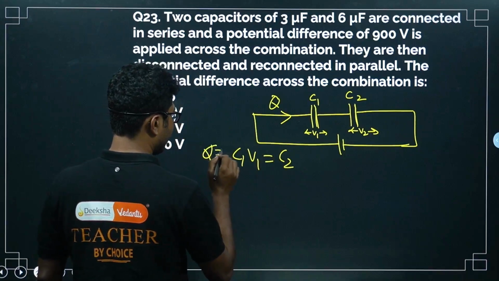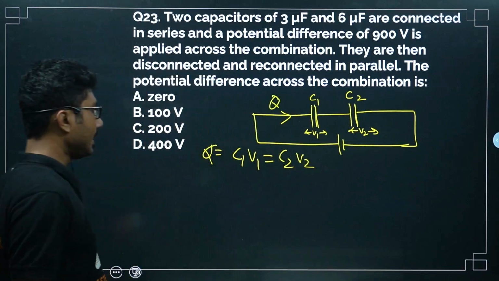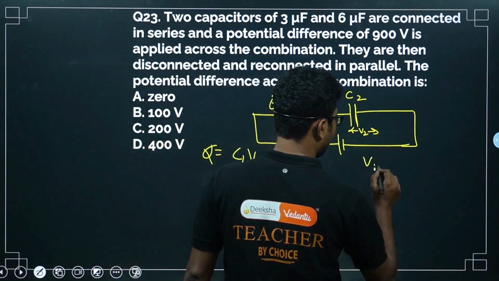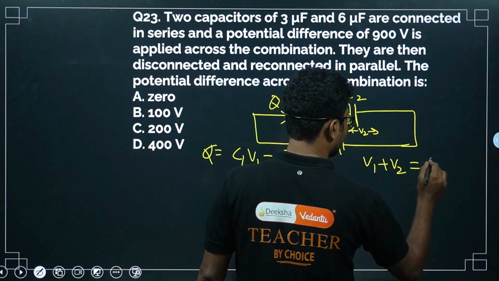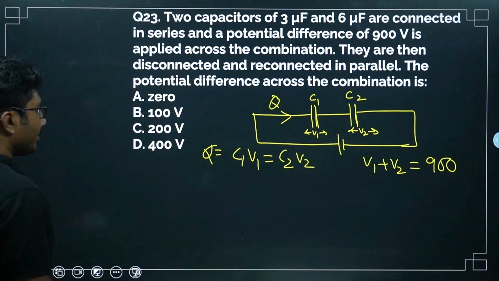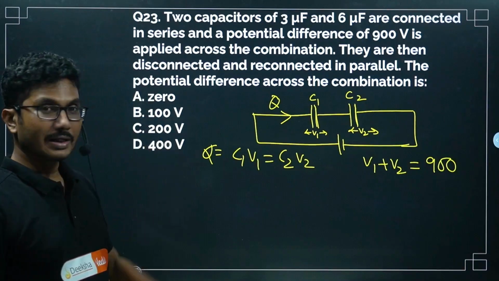So Q equals C1 V1 equals C2 V2, right? And we also know that the potential V1 plus V2 should equal 900. These are the known information. So we can calculate V1 and V2, and then we can calculate the charge Q.